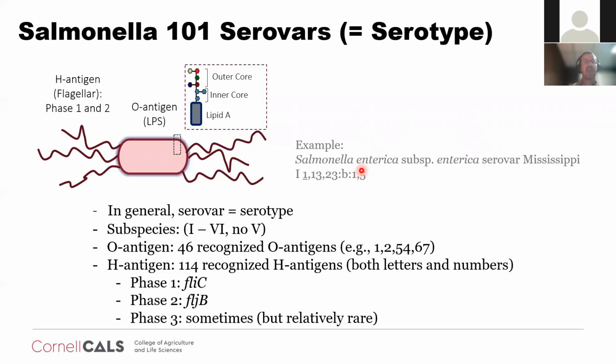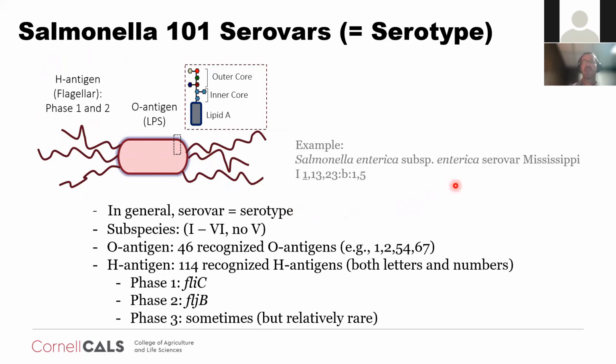One of the key ways we organize Salmonella is Serovars or serotypes. These are typically used interchangeably. Serovars are based on surface molecules in Salmonella, and specifically on three surface molecules: the O antigen, which is the lipopolysaccharide, and the flagella antigen, which come as phase 1 and phase 2 flagella antigens.